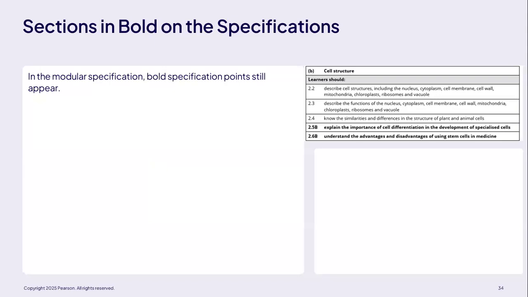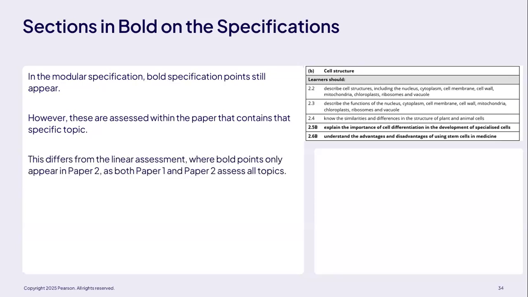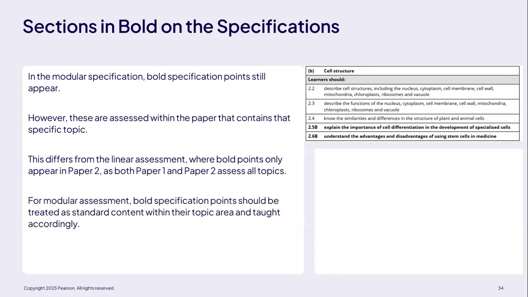In the modular specification, bold specification points still appear. So this is an example of cell structure. On the linear paper, these would only appear on paper 2. Now, in the modular route, these are assessed within the paper that contains that specific topic. It differs from the linear assessment.